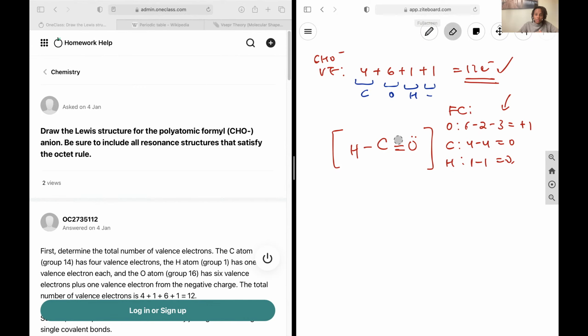And so what I'm going to do is just take it back to how it was, because we've determined that that's the best structure. Now, back to the resonance question. Can I move any of these lone pairs into bonding pairs, or any bonding pairs into lone pairs, to maintain the number of valence electrons while also maintaining the net formal charge?